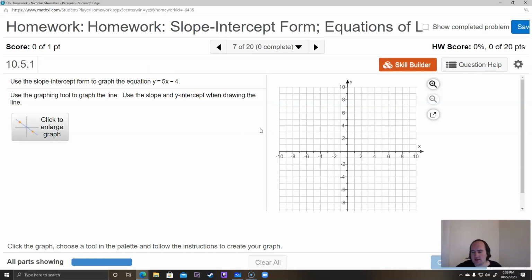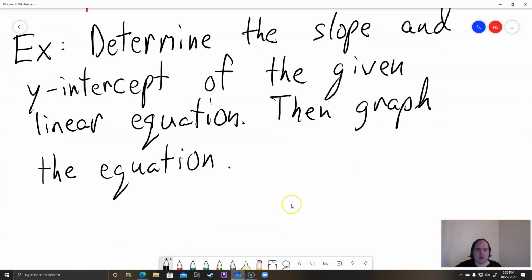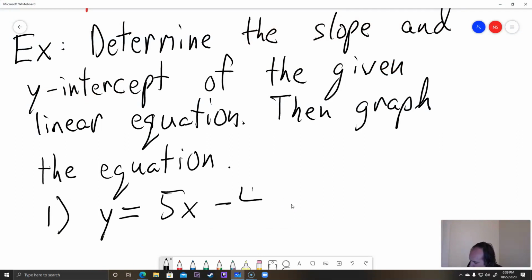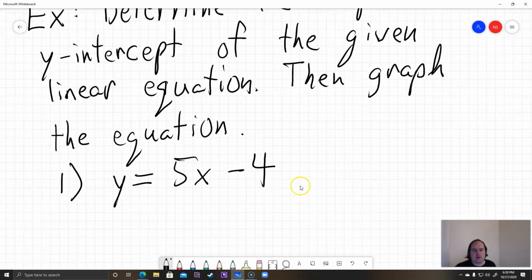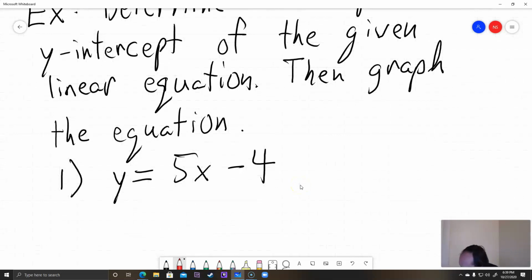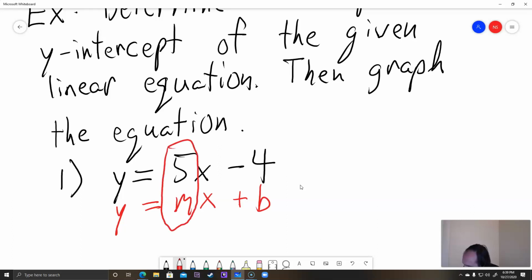But first I'm going to do a sketch of the graph, and then we'll go from there. So here our formula is y equals 5x minus 4. Okay? So for problem number 1, we're doing y equals 5x minus 4. And we want to determine the slope and y-intercept first. So remember, if it's in the form y equals mx plus b, which it is, you can literally just write y equals mx plus b below it, and then you can circle what m and what b are.